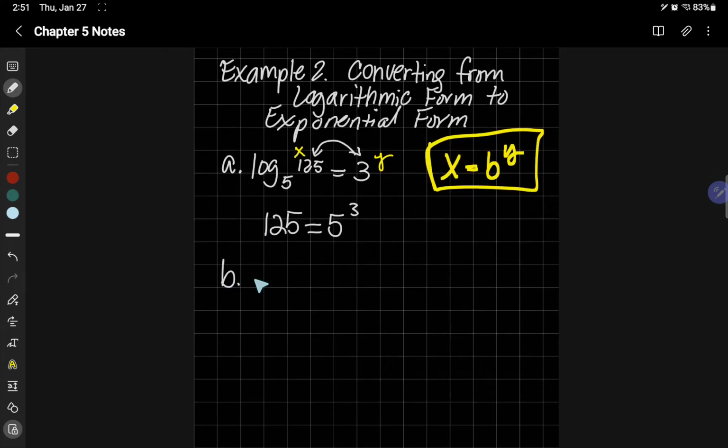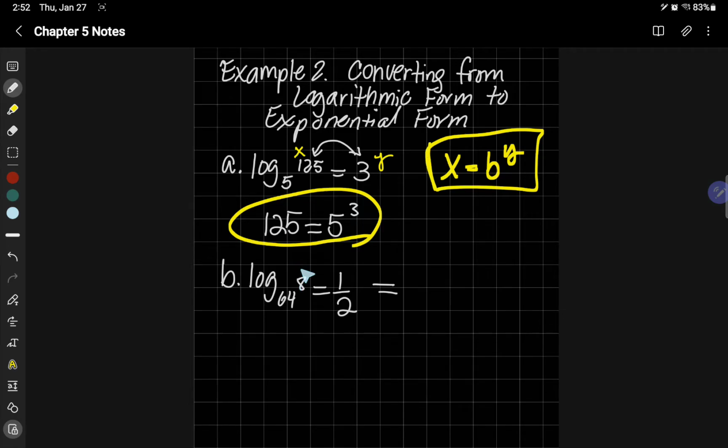The next example shows log 64 over 8 equals half. So I like to circle my answers. That's the answer. And then let's go back to here. So the answer is going to be what? Now we're looking for x. X is going to be what? X. So we're doing the same thing again. We're going to play with these numbers.